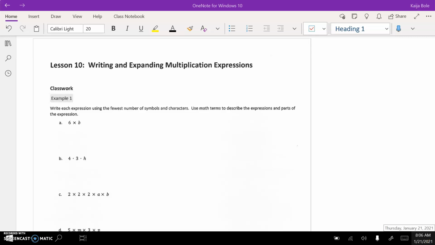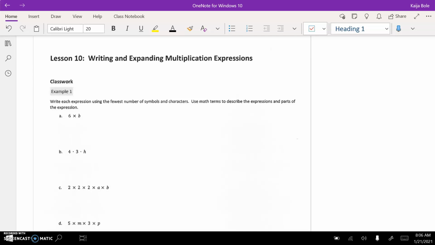Okay, here we are on the notes for 4.10, writing and expanding multiplication expressions. So make sure you're looking at the right page in your packet. You might have to flip over to page 5. Write each expression using the fewest number of symbols and characters. Use math terms to describe the expressions and parts of the expression. Okay, so really all we're doing, this is 6 times b.